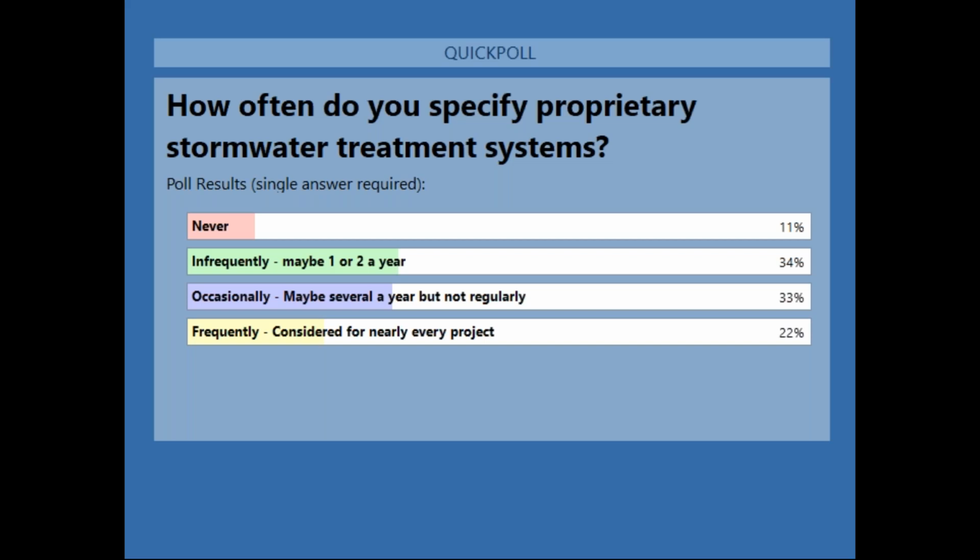I think that's what we find when we do these sorts of surveys, that a majority of people use them once or twice a year, maybe 3 or 4 times, and a few consultants use them 10 to 15 times a year.